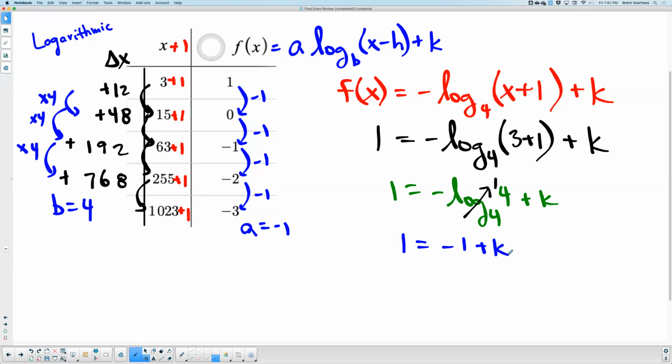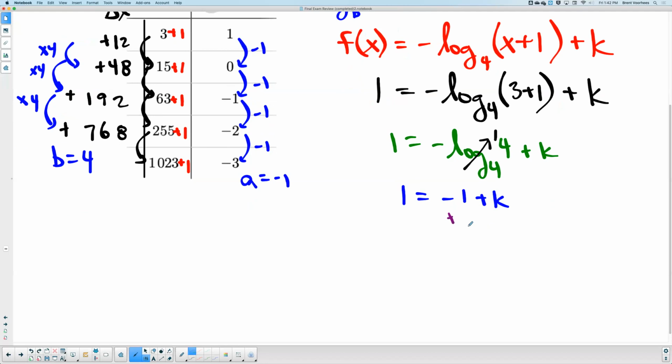All right, Ruby, last step. What would we do from here? How do we solve for k here? Plus 1. Just add 1. And so what is k? 2 equals k.